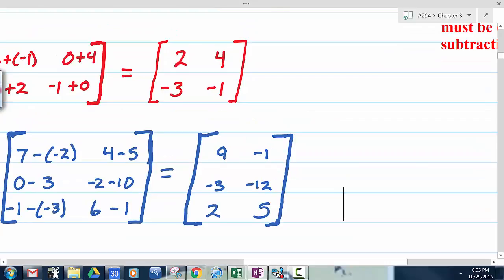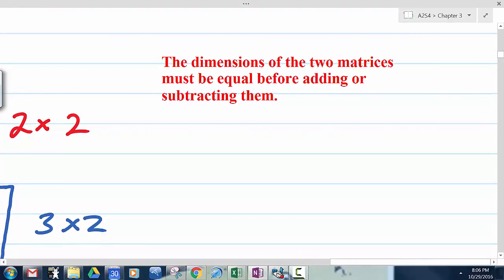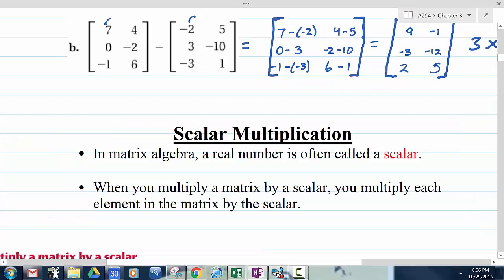And just for kicks, understand that this right here is a 2 by 2 matrix. We're going to be doing most of our work with 2 by 2 matrices. And this one down here is a 3 by 2 matrix. So it's good to understand the dimensions. The reason why is because one thing you need to know is that the dimensions of the two matrices must be equal before adding or subtracting them. If they aren't, you can't add or subtract them. Cool?